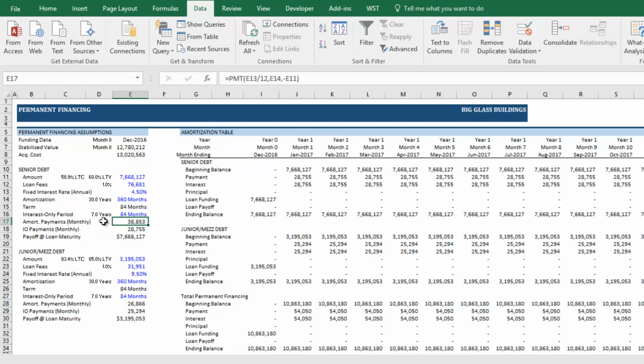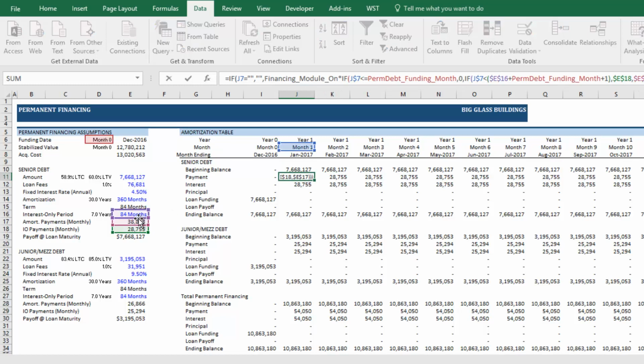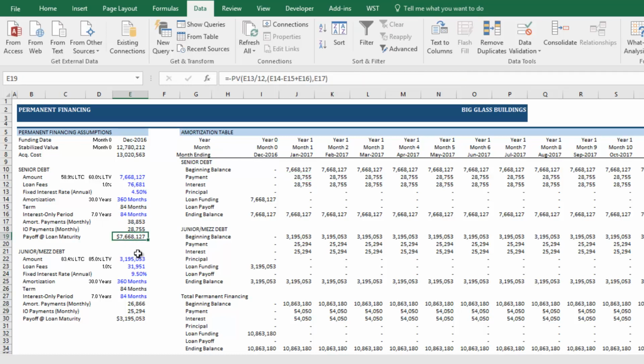Finally, the model in your senior debt tells you what the amortization payment and the IO payment is, and that's important because over here off to the right, in our actual amortization that's happening in each period, this payment in part is pulling over from this calculated payment. And then you see an output here. It is telling you what your payoff at loan maturity is.